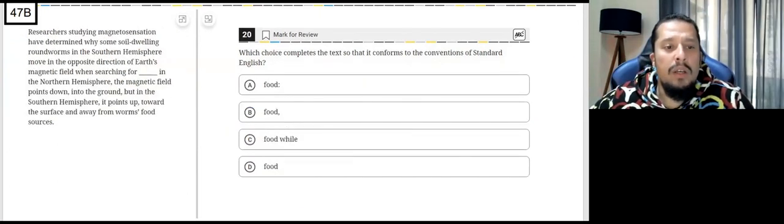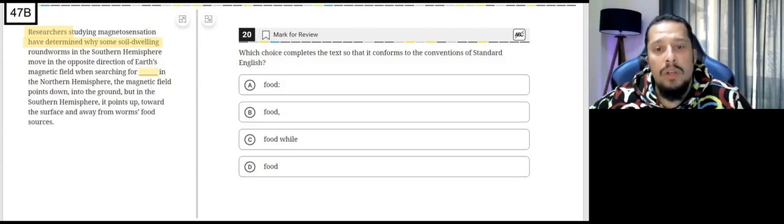Number 20. I want you guys to look at this because a lot of people got this incorrect. Researchers studying magnetosensation have determined why some soil-dwelling roundworms in the southern hemisphere move in the opposite direction, up until here, right? Look at the second part, right? In the northern hemisphere, the magnetic field points down into the ground, but that's an ugly color. In the southern hemisphere, it points up.